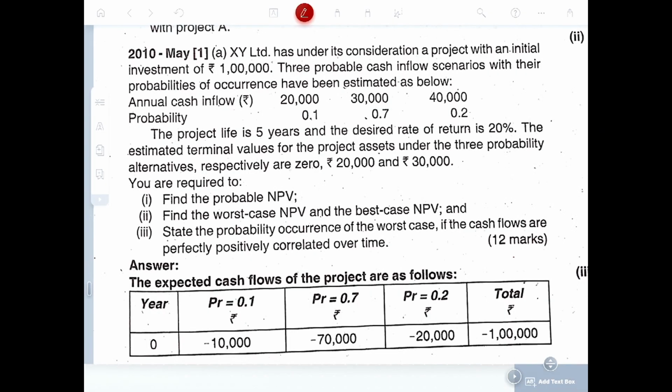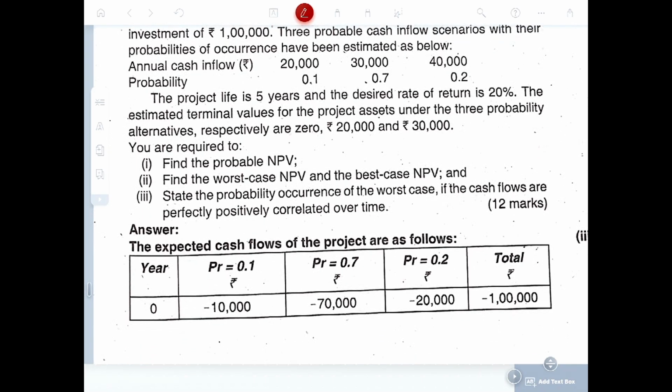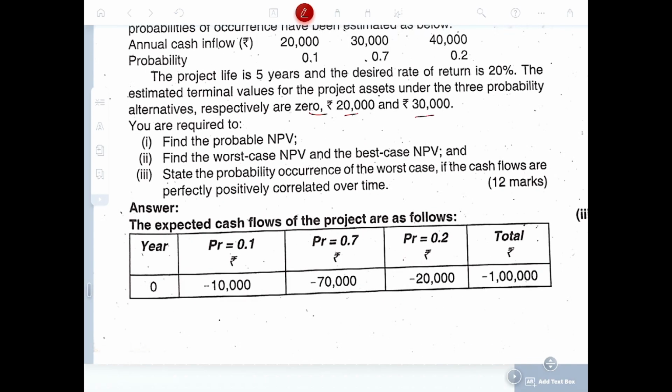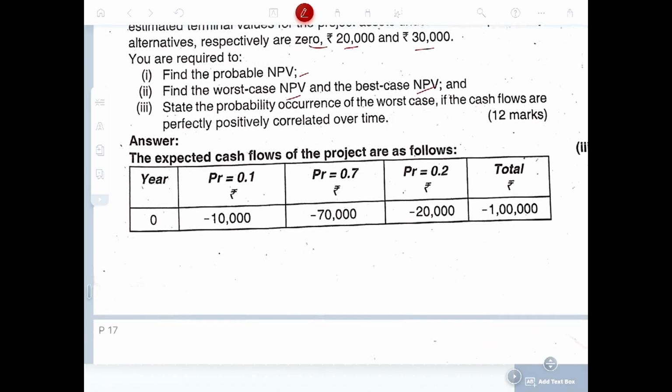The project life is 5 years, with returns of 20%. The estimated terminal value of this project has 3 probabilities: 0, 2, and 30%. Find the probable net present value, the worst case NPV, and the best case NPV. Say the worst case occurs, with its probability and cash flow.